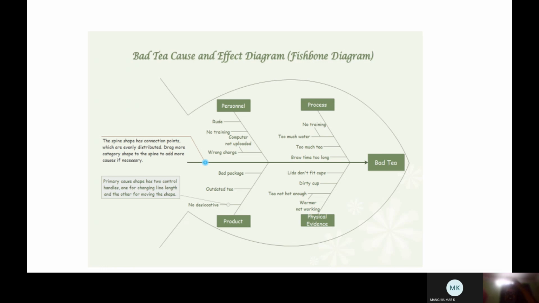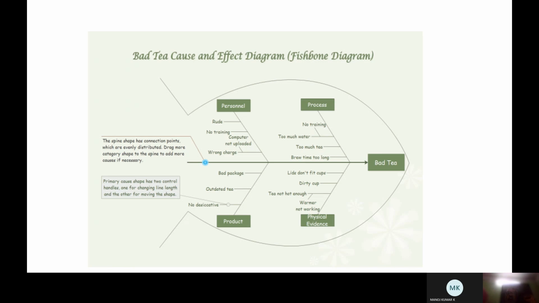The same way we discussed in the paint: it should not be too thin or too thick. Here also too much water should not be there, and same way too much tea should not be there. Same way less water or less tea should not be there. But of course, less water tea will be good. And brew time too long, that is also very important. This is all training. That's called training.